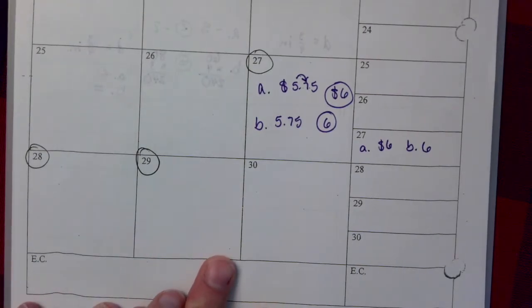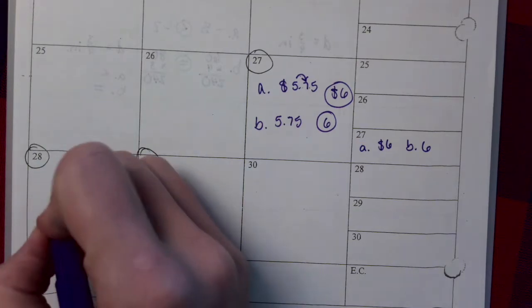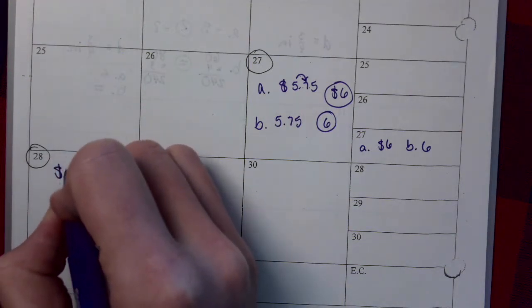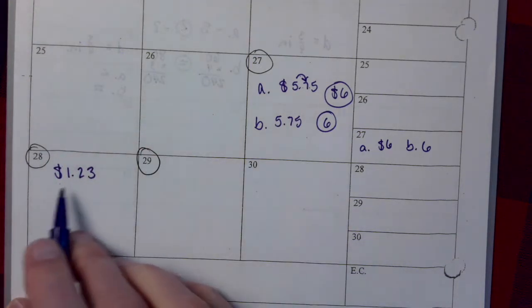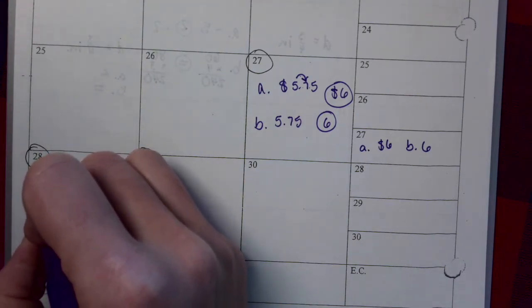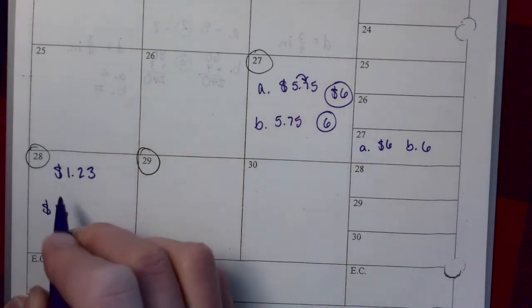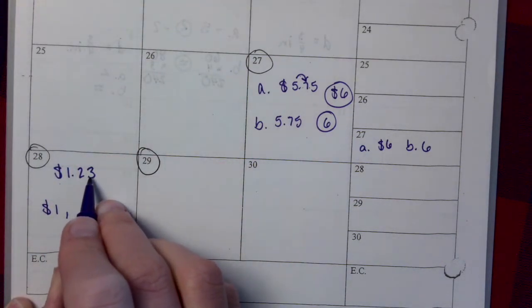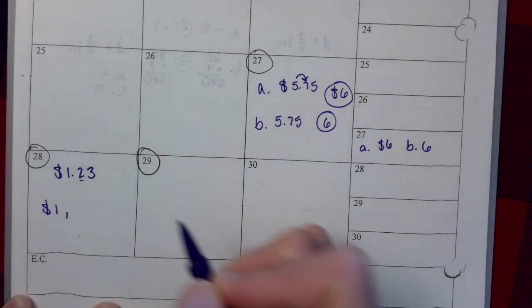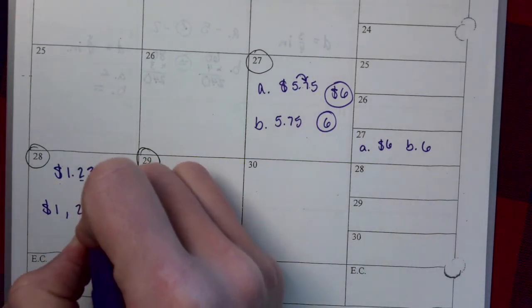28 says, how can you pay $1.23 using the fewest number of bills and coins? So $1.23. What's my biggest bill I could use? I'd use a $1 bill. How am I going to get, can I use a quarter? No, because 25 is bigger than 23. So I'd have to use 2 dimes.